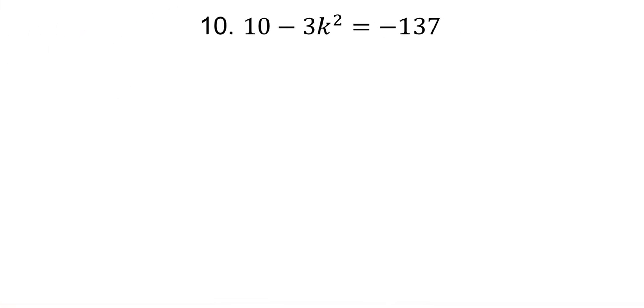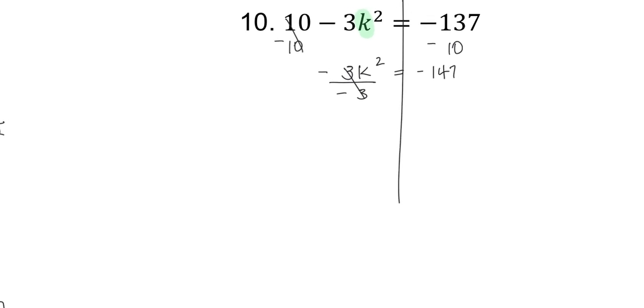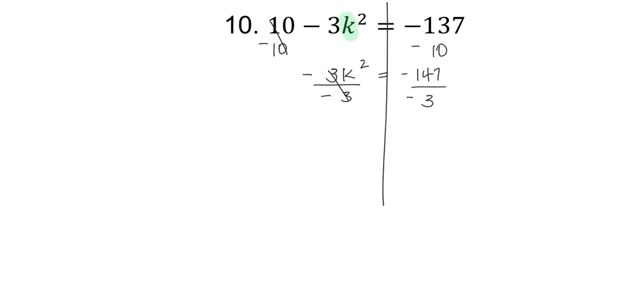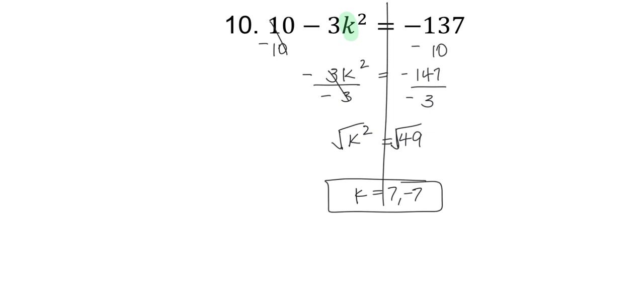And then our last one here, k is being squared. So we will need to subtract that 10 first. So we have negative 3k squared equals negative 147. Then we can divide by negative 3. K squared equals 49. And we can now square root, and the square root of 49 is 7. So k equals 7 and negative 7.